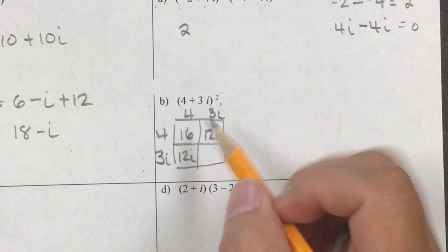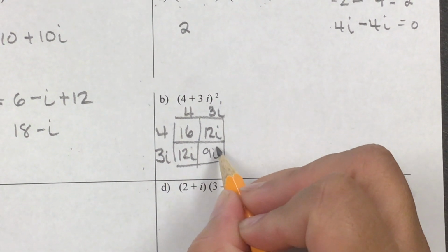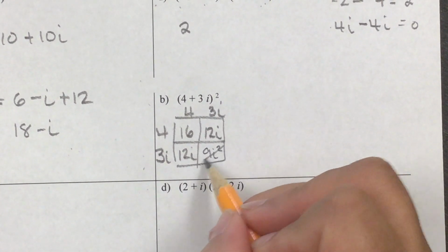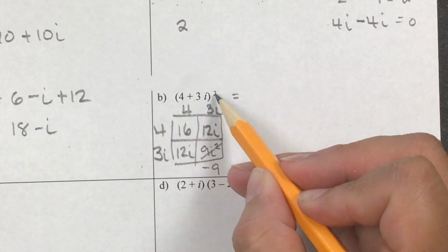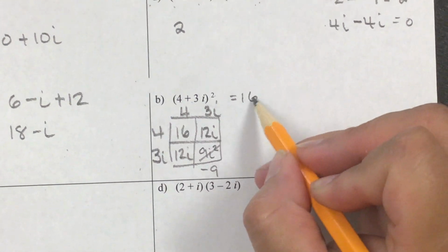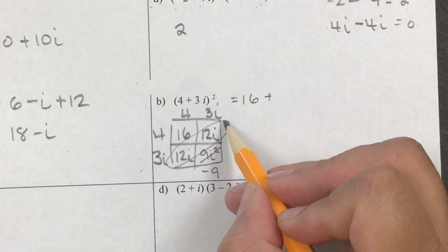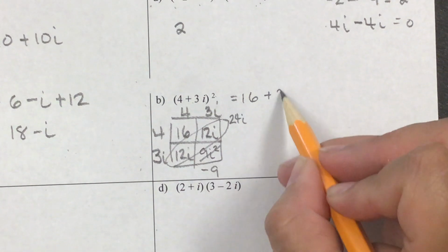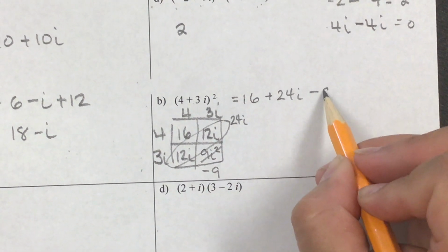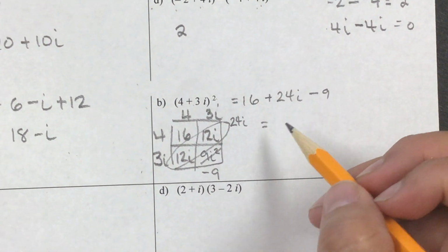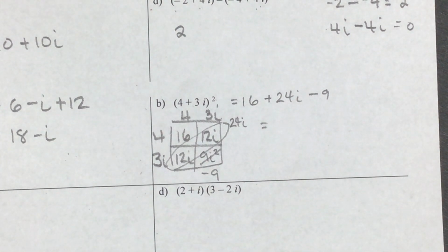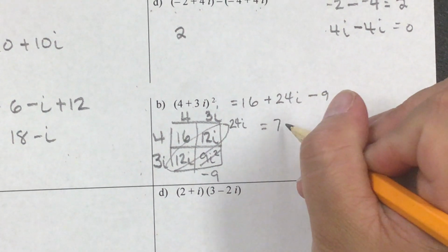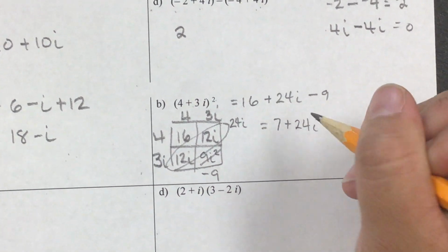And then 3 times 3 is 9i squared. But don't forget that i squared just changes sign, giving you negative 9. That means that (4 + 3i) squared is the same thing as 16 plus... and you add these two together, giving you 24i, 24i minus 9. When you combine like terms, you should get 7 plus 24i.